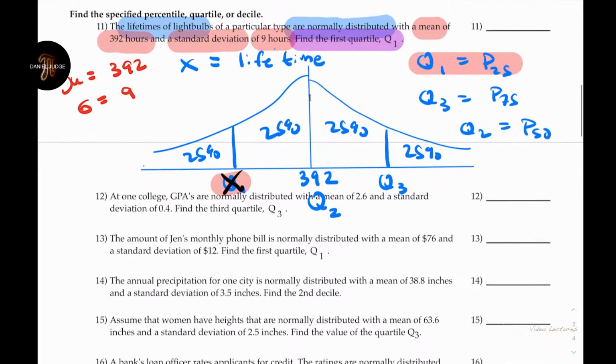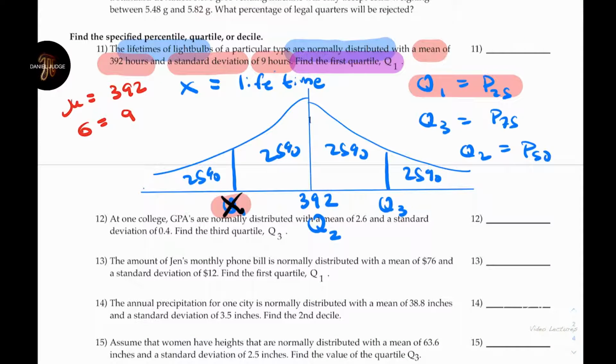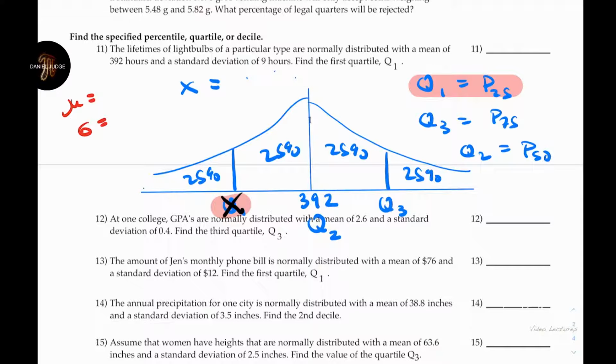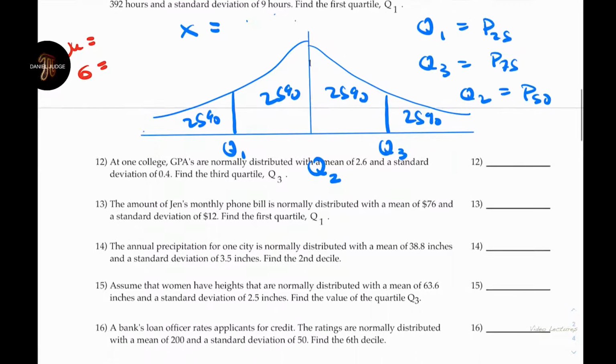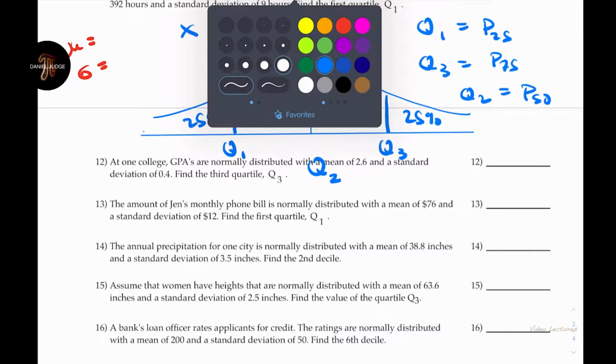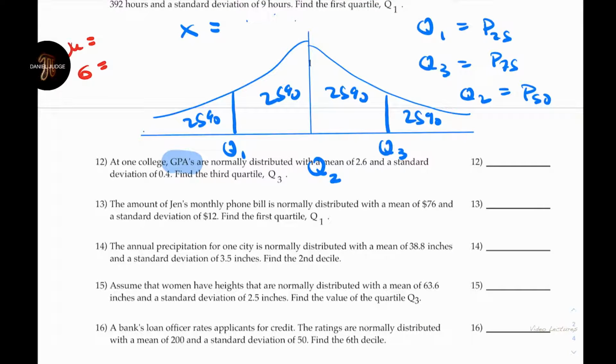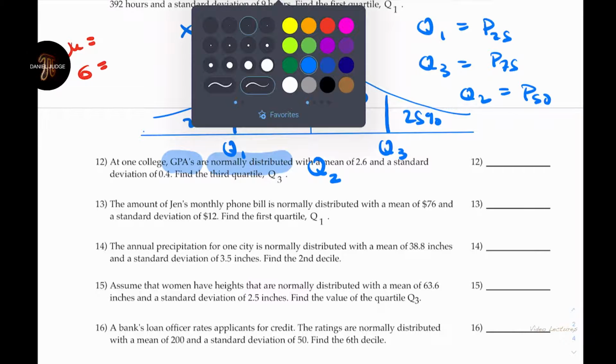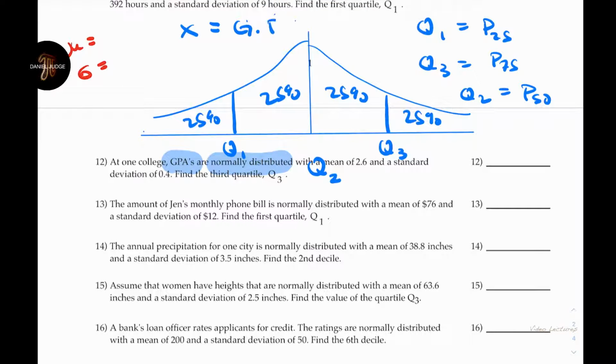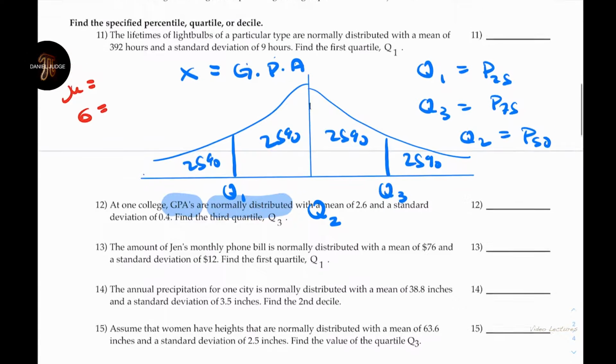Okay, now take a look at question number 12 here. I'm going to get rid of this here. Question 12 is now changing some things. What is 12 saying now? At one college, GPAs, grade point averages, are normally distributed. So X is a GPA. That's all they're saying here, ladies and gentlemen. X is a GPA.